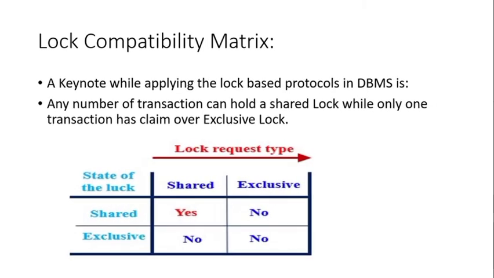No two transactions are done at the same time in the exclusive lock. And the next one is the lock compatibility matrix. In the lock compatibility matrix, we need to note a key point. That is, any number of transactions can hold a shared lock, while only one transaction can hold the exclusive lock. Here the pictorial representation says that two transactions with a shared lock can be done together, whereas a shared lock with an exclusive lock at the same time is not allowed, and an exclusive lock and a shared lock at the same time is not allowed. Likewise, an exclusive lock and an exclusive lock are not allowed at the same time.